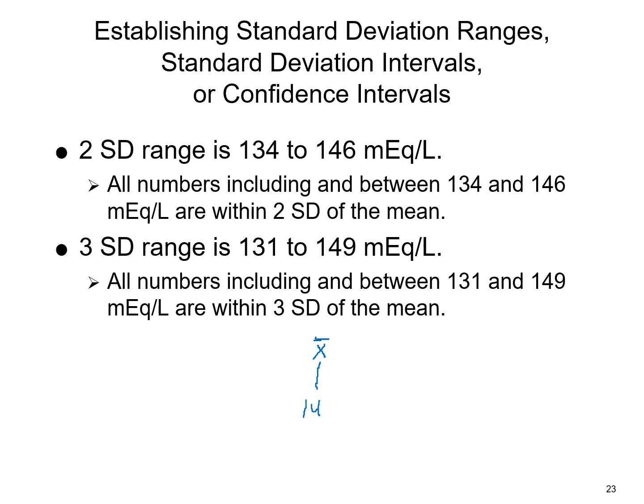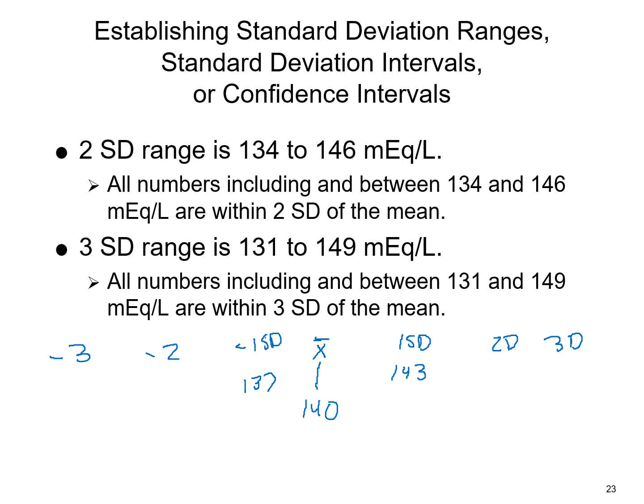So we know that our mean is 140. We know that plus 1 standard deviation is 143. And we know that minus 1 standard deviation is 137. So we have to figure out minus 2 and minus 3.